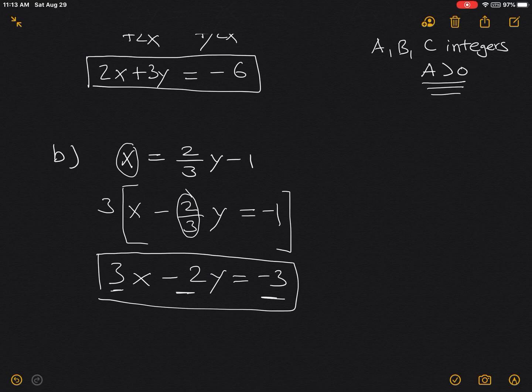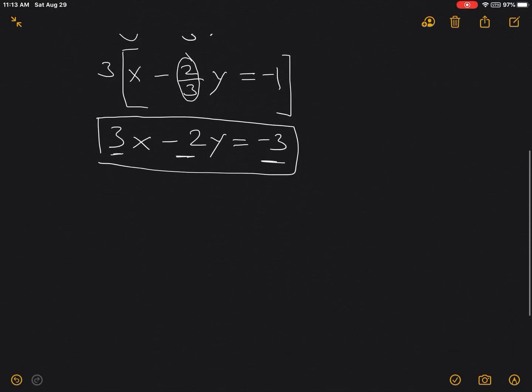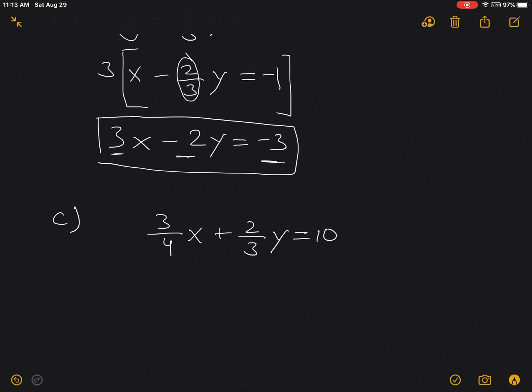So let's take this concept a little bit further here. If I give you another example, part C, 3/4 x plus 2/3 y is equal to 10. And notice right off the bat, the x and y are already on one side. But the thing about these, 3/4 and 2/3, this a value and this b value, they have to be integers, okay? This c value right here is already an integer, so I don't have to worry about that.